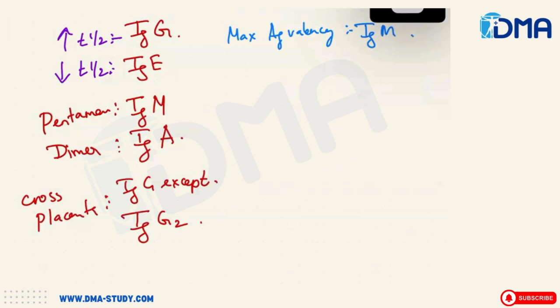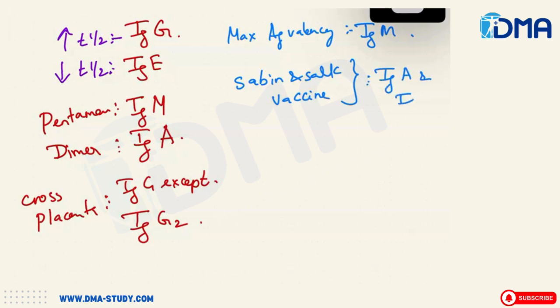Then, the Sabin and Salk vaccines. In these vaccinations, the main immunoglobulins involved are IgA and IgG. Okay, this is what is regarding the immunoglobulins.